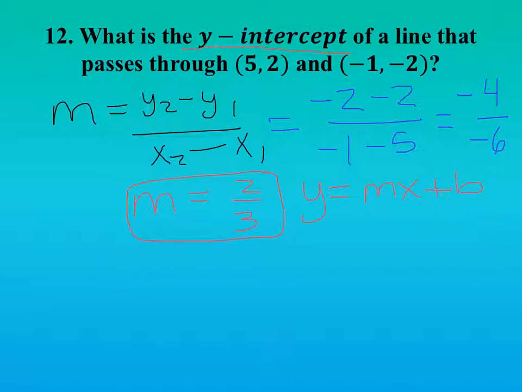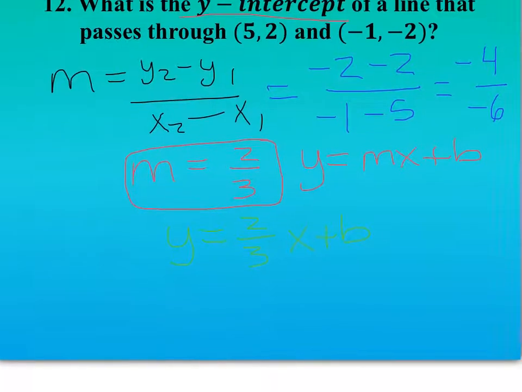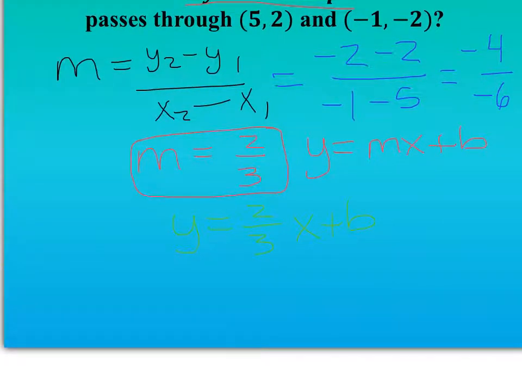B is our y-intercept. So I want to plug in m. I'm going to get y equals 2/3 x plus b. Move myself down so I got a little room. Now what do I want to do? Well, they give me 2 points. Pick any 2 points. I'm going to pick 5 over 2 because it's not negative.